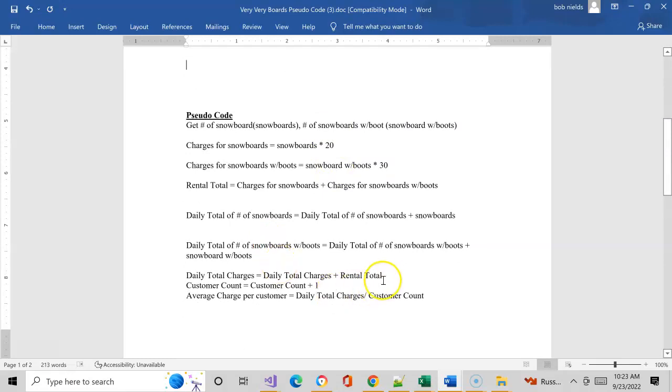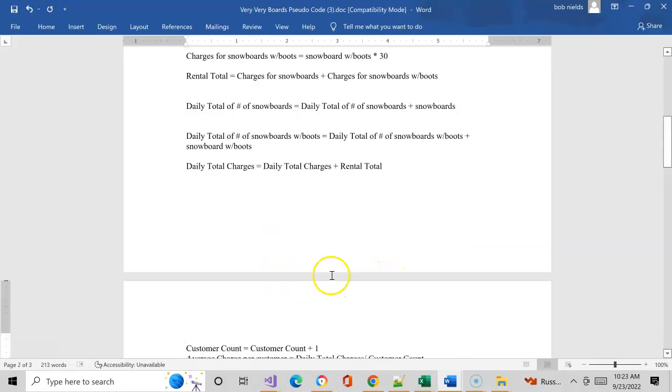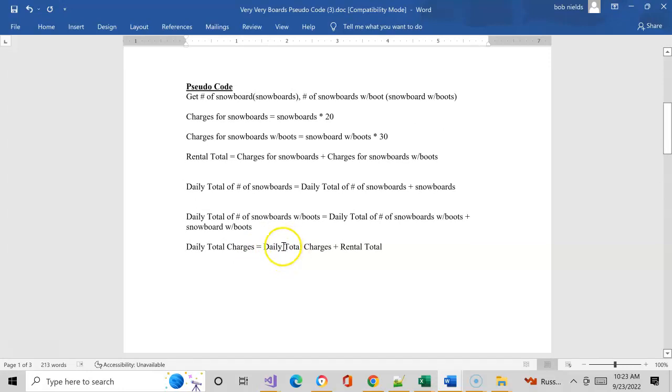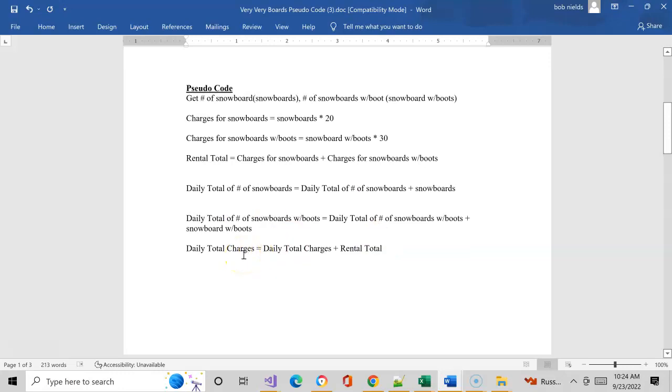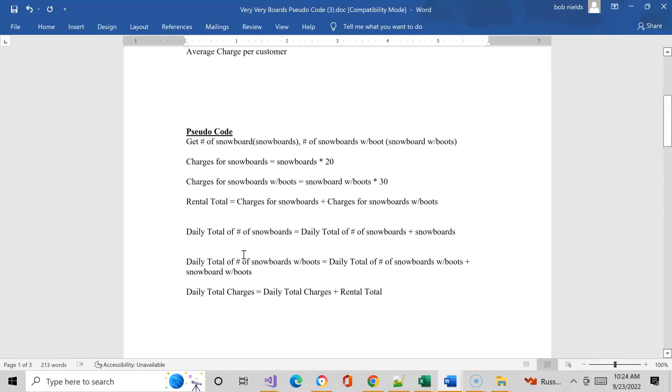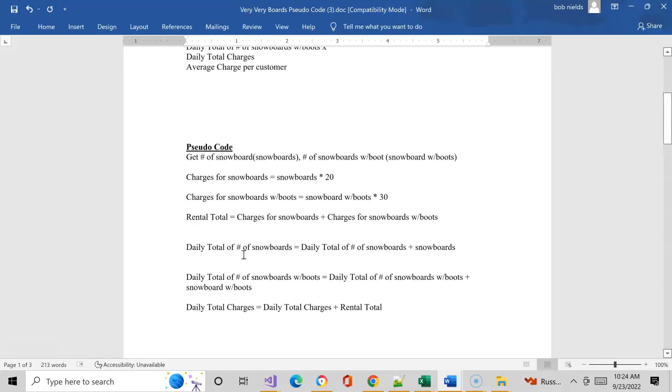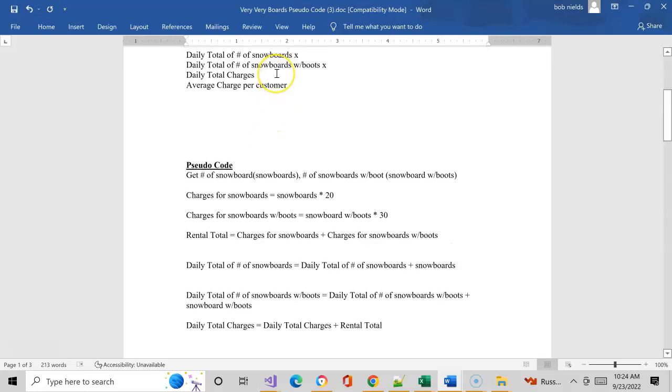My daily charges. Well, my daily charges in this case is my daily charges that were there before, and I'm going to take the rental total from that customer and add it to it to accumulate the rental charges. Make sense? Pretty simple, right? Again, probably how you would write it down on a piece of paper for somebody to tell them how to do it. All right? If this is confusing to you, read over it and make sure you understand. But don't make it computer-esque. Make it how you would do it manually, and everything will come out all right. I'm done with this one.